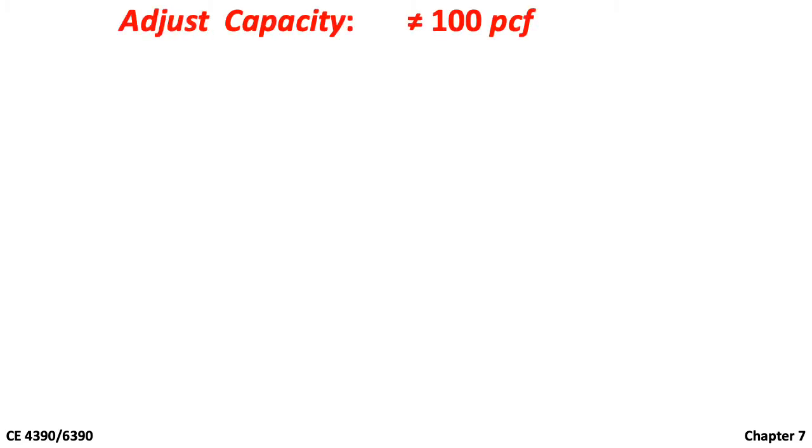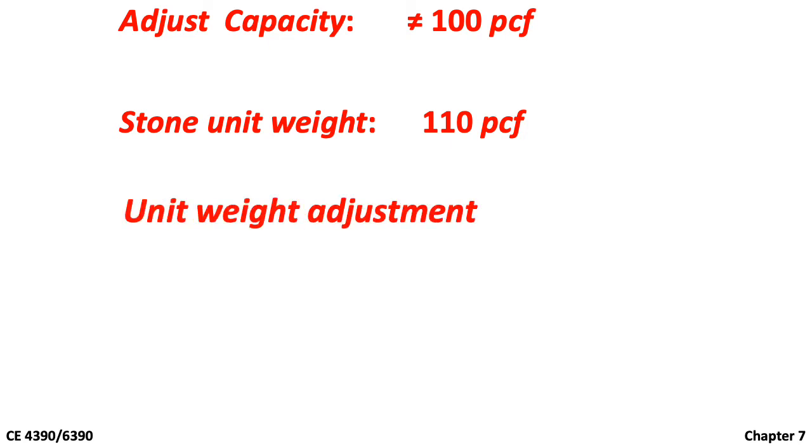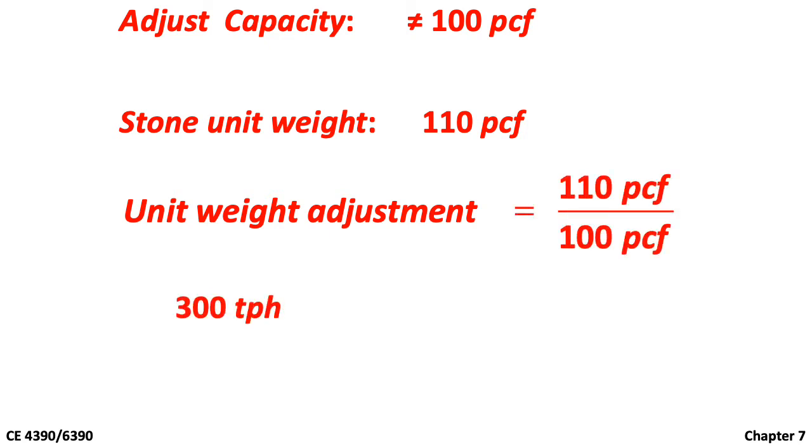Next, you need to adjust the capacity, since the rock density is different from the reference 100 pounds per cubic feet. According to the problem, the unit weight of the material is 110, which is heavier than the reference. It means that your product capacity would be larger. So the unit weight adjustment is equal to 110 divided by 100, or 1.1. So the adjusted capacity is the reference capacity 300 times the adjustment factor 1.1, and you get 330 tons per hour.